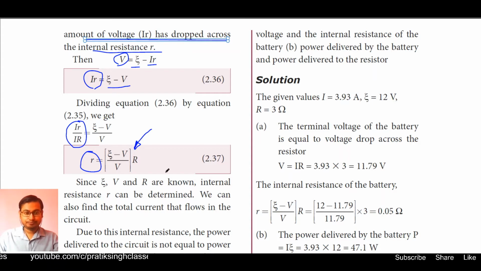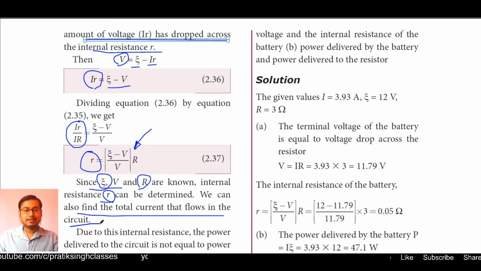Here we know very well the EMF of the battery, the voltage across the resistor, and the resistance value. In that situation we can find out the internal resistance of the given cell or battery. We can also find the total current that flows in the circuit. Let us see what is the next thing.